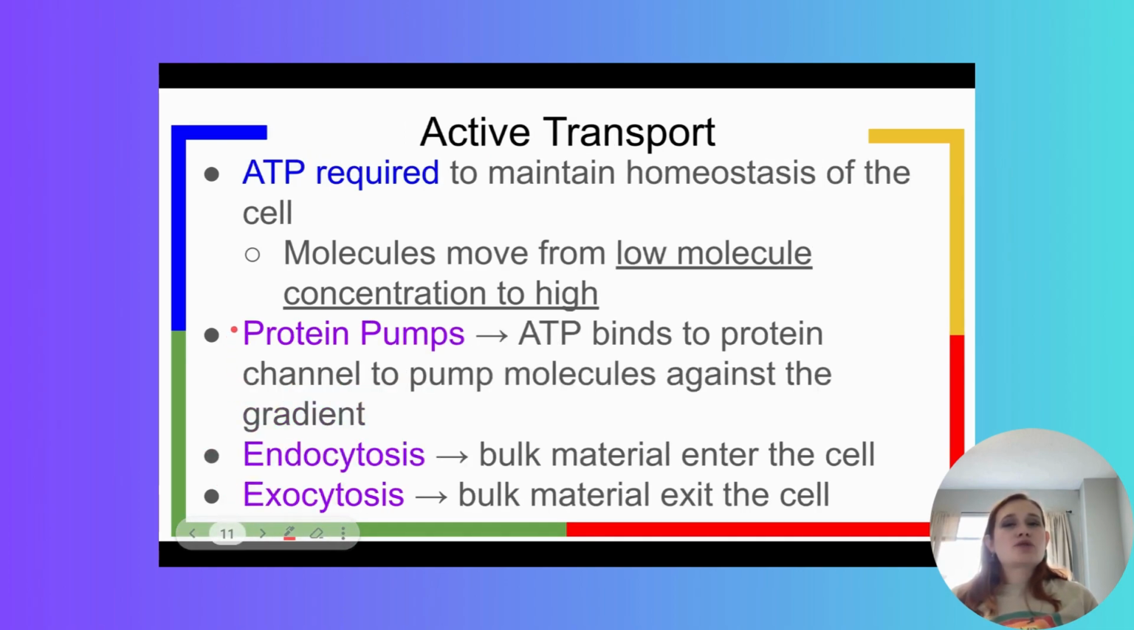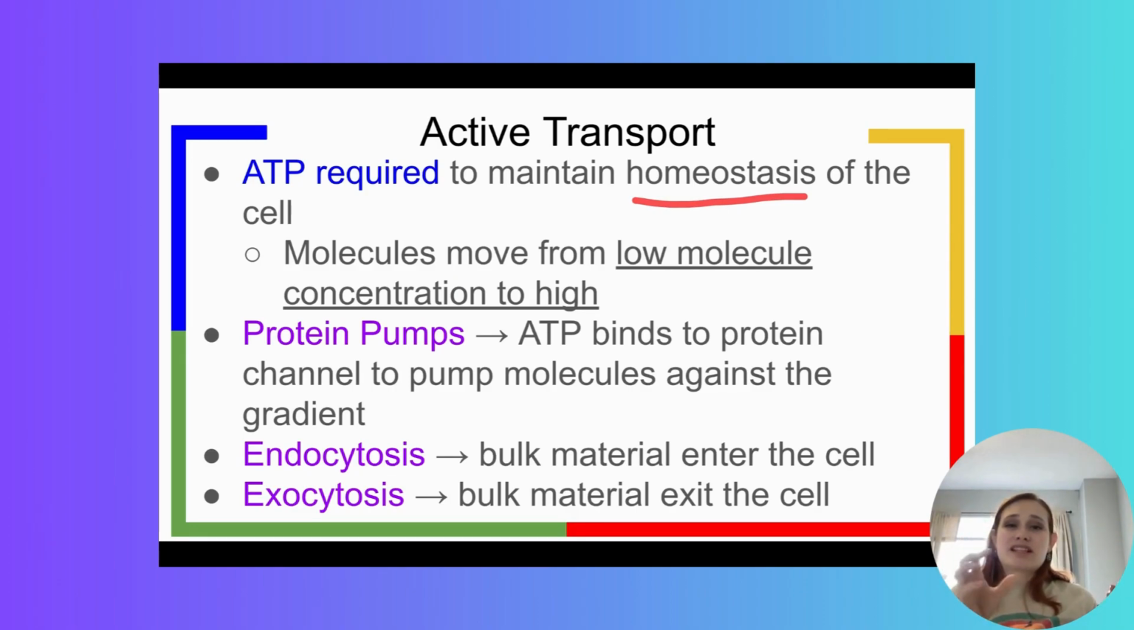All right, this is going to bring us to active transport. Active transport, energy is required to maintain homeostasis of the cell. These molecules are going to move from an area of low molecule concentration to an area of high concentration. So again, active transport is all about homeostasis. This is so the cell maintains its equilibrium or its balance, not necessarily the same amount of molecules in and out of the cell.